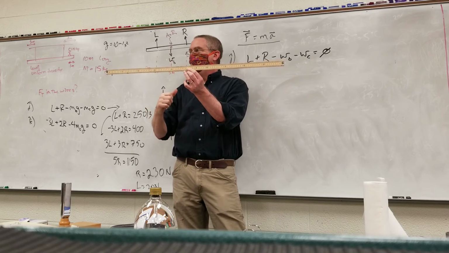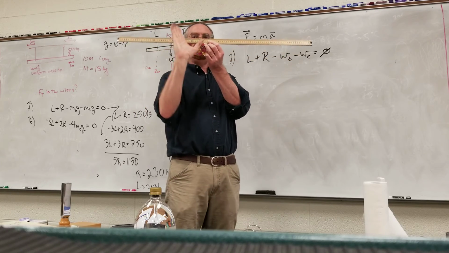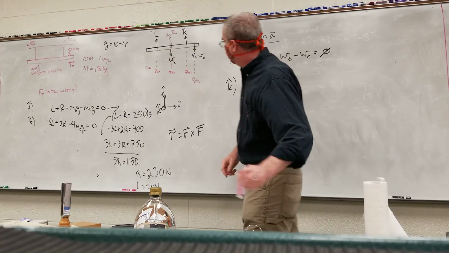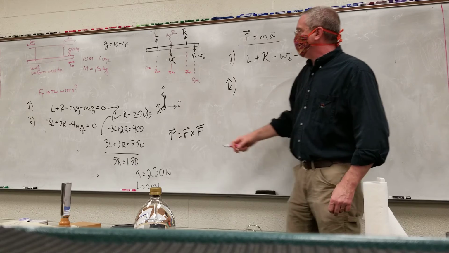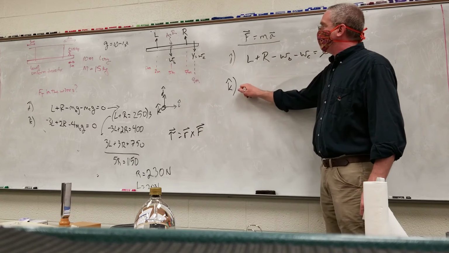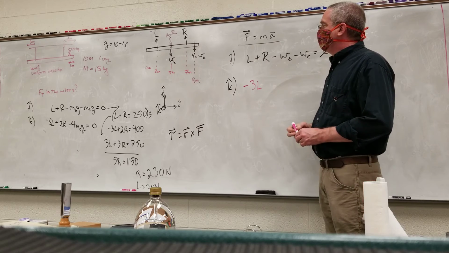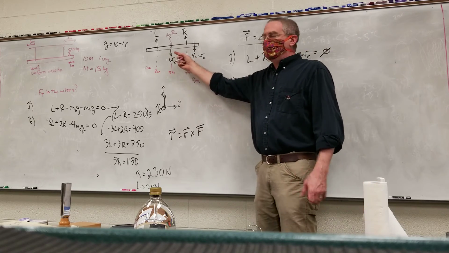Into the board. It's going to rotate it around like that. The thumb points in the direction of the torque. So into the board. We said out of the board was positive, so into the board, we got negative 3L. This one, no torque at all, plus 0.